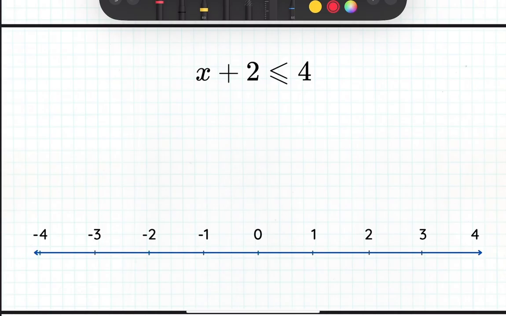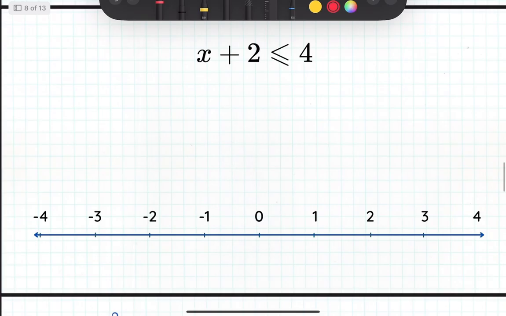In order to graph, in order to know whether x is less than or equal to or greater than or whatever it is, we need to be able to isolate it. We need to leave it alone. So we're going to use the same process. We're going to use SADMEP.